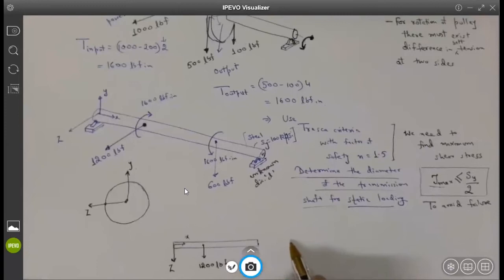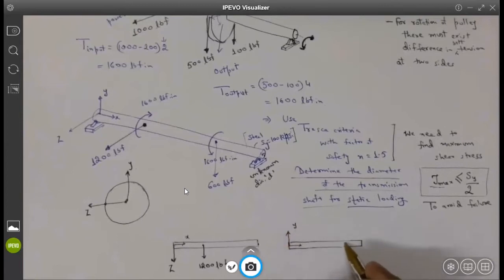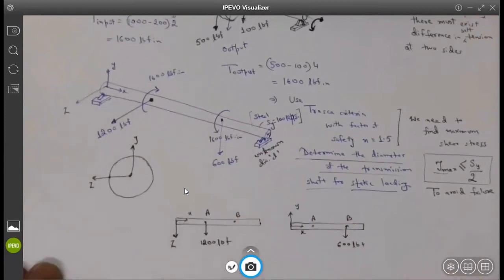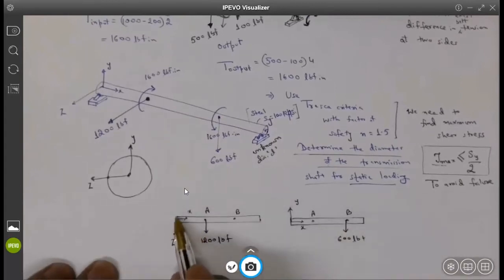Similarly, if I draw the projection of this shaft in the XY plane, then I am getting a 600 pound force at the location. This is the location of pulley A, this is B, this is A, and this is B. Now, are you able to see what we are trying to discuss? Oh, yeah. Thank you.